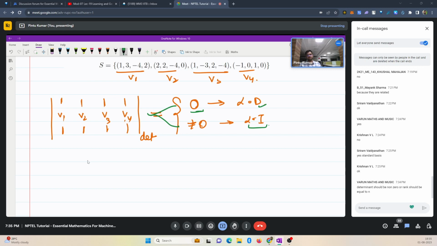Now, one thing is that you can do this only if your matrix is n cross n, right? If you have the same number of equations as the number of these vectors.